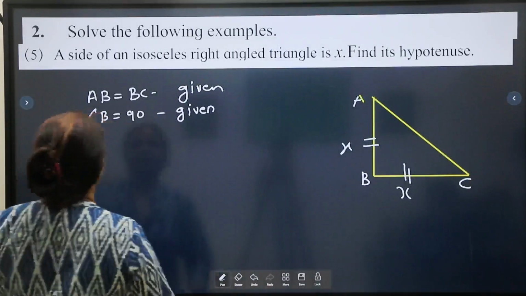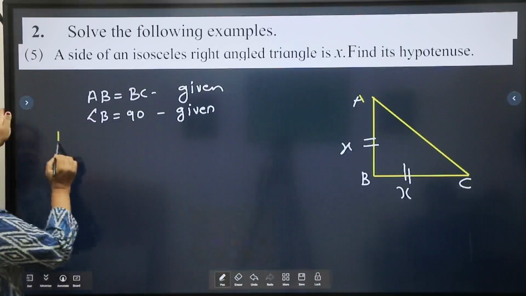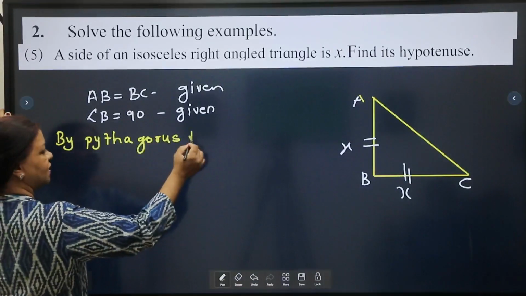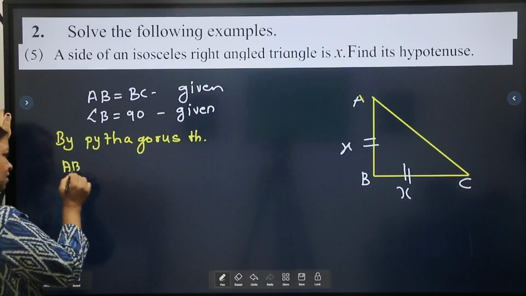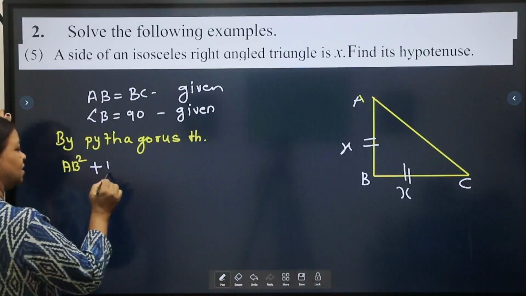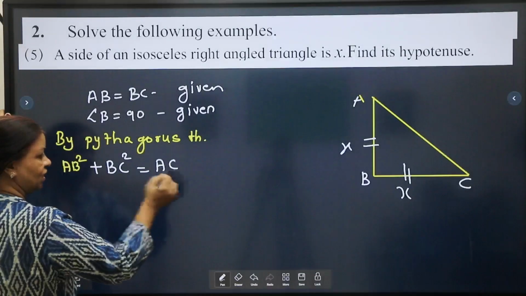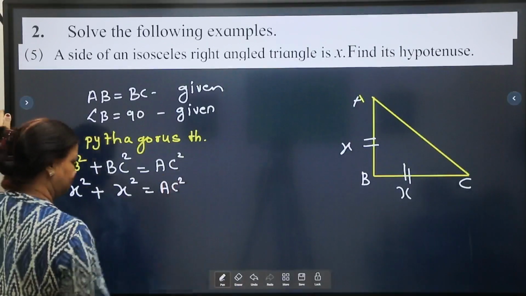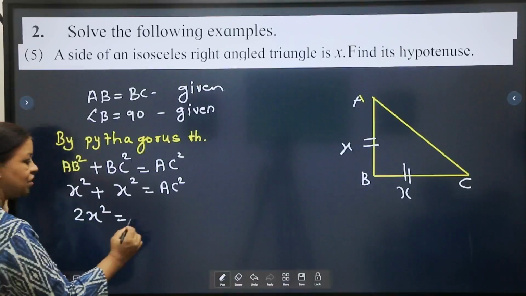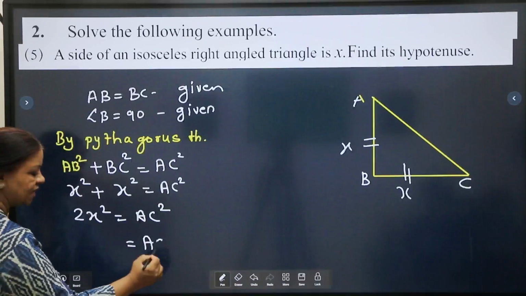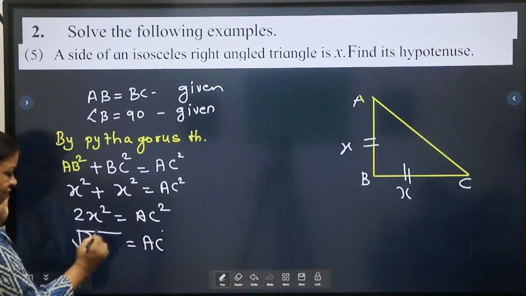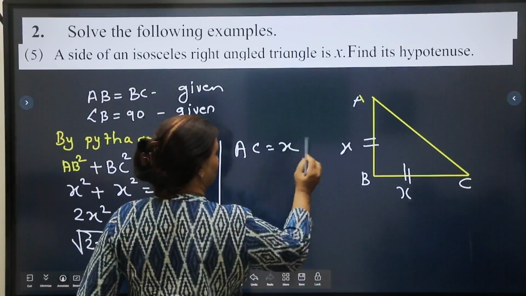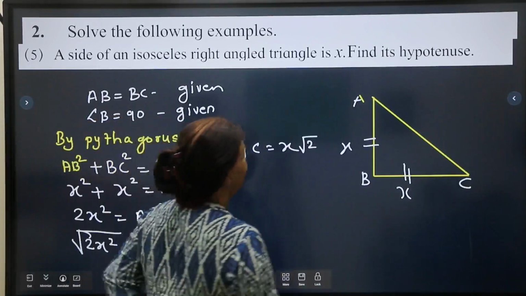Clear? So, by Pythagoras theorem, AB square plus BC square is equal to AC square. AB is what? x square plus BC is what? x square, which is equal to AC square. x square plus x square is 2x square, which is equal to AC square. Now, we will remove the square, and place the square root on the other side. So, what are we getting? AC is equal to x root 2. So, the hypotenuse is x root 2.